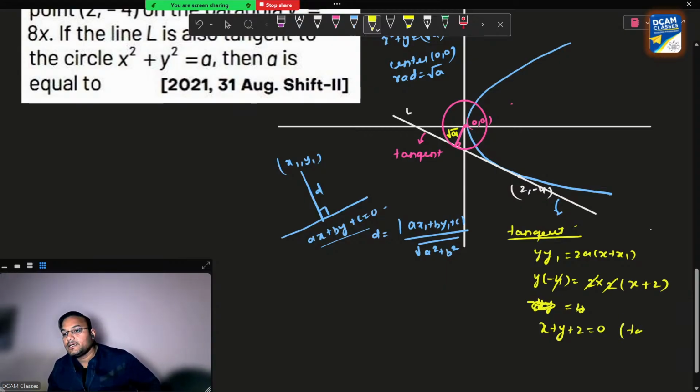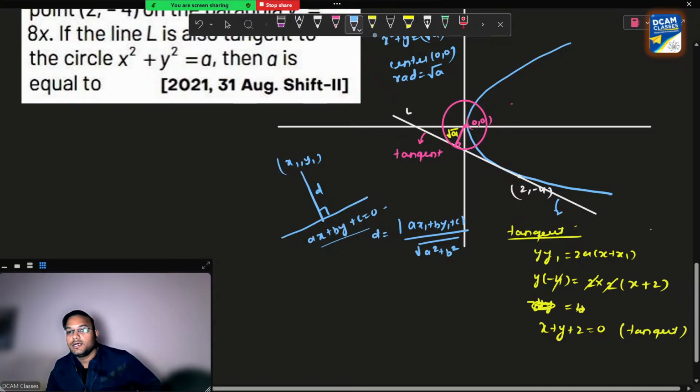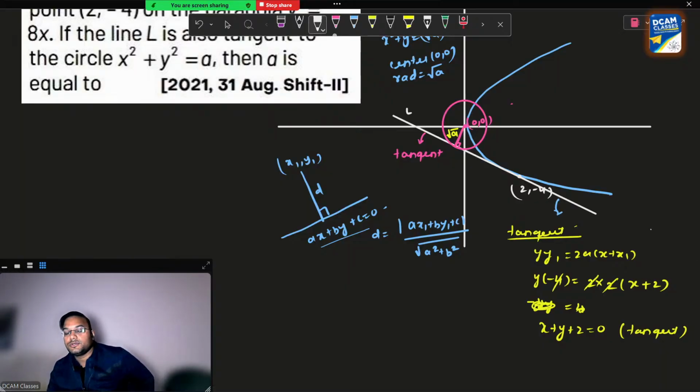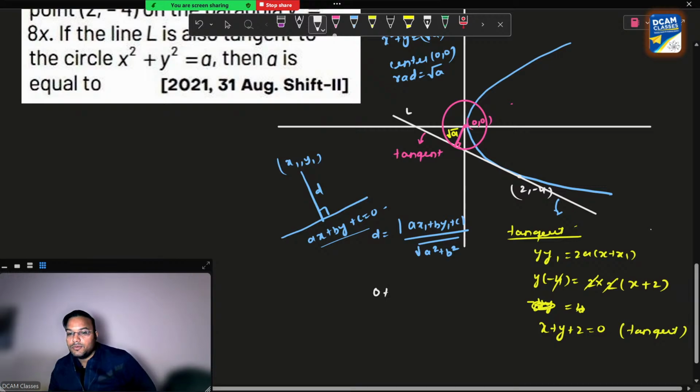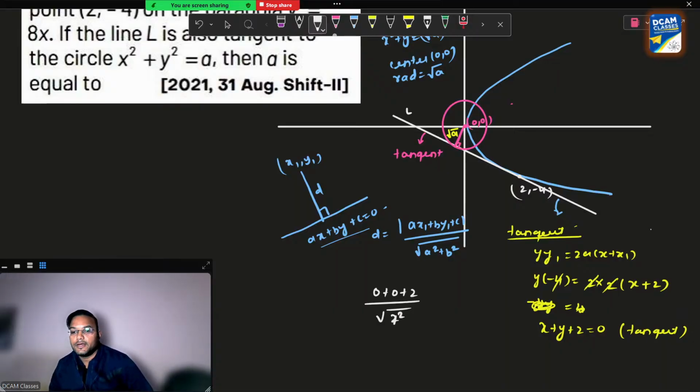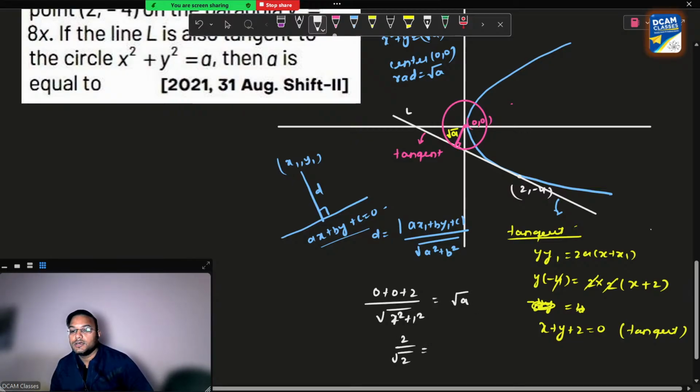This is the tangent. Now if you want the value of a, you just have to find the distance of the perpendicular from 0, 0 to the line. It will be 0 plus 2 divided by root of 1 square plus 1 square. This is root a. So 2 by root 2 equals root a. So root a will be equal to root 2. So the value of a is 2.